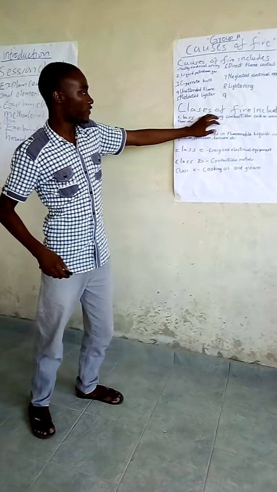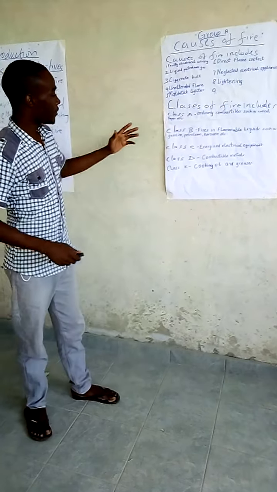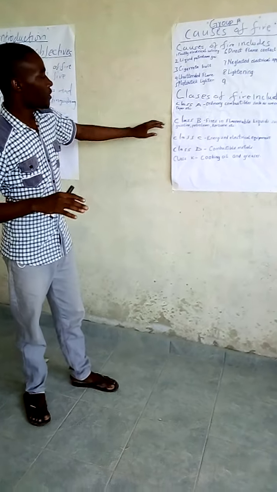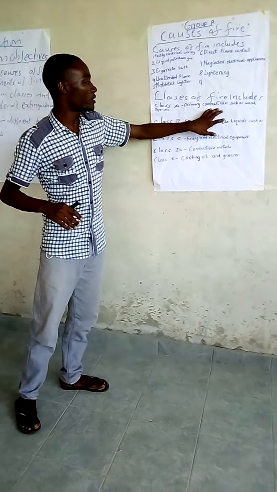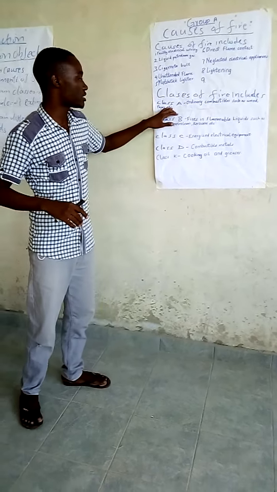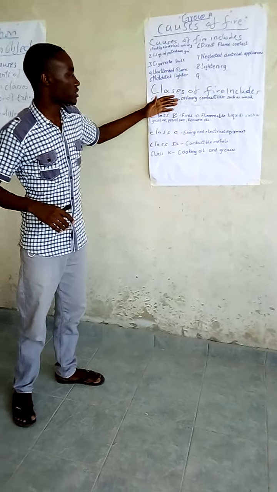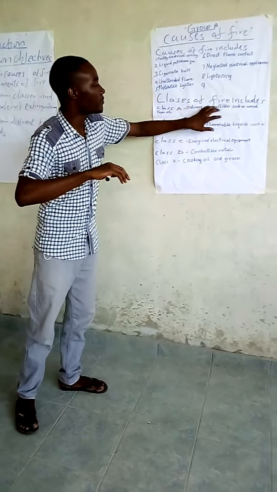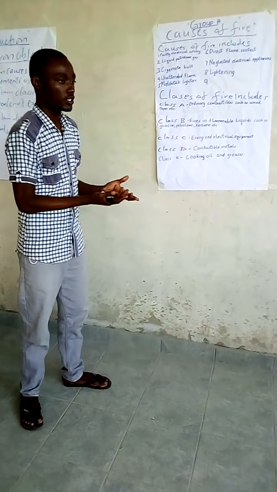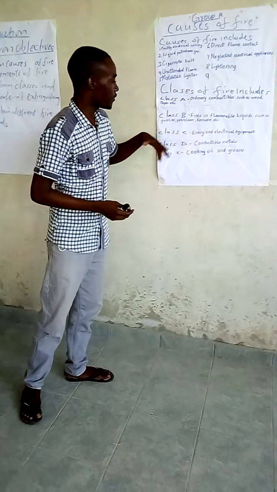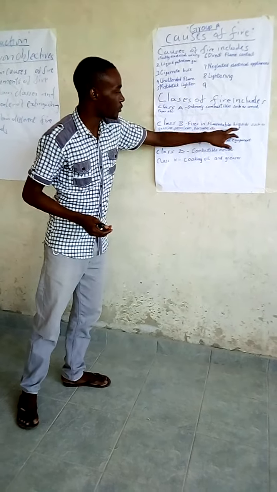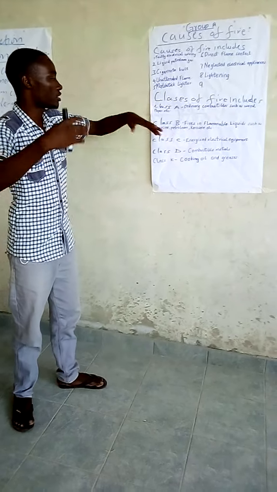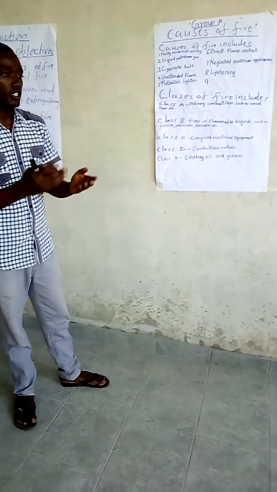In the classes of fire, we have 5 different classes. In class A, we have ordinary combustibles such as wood, paper, etc. Here basically class A is the flame fire which produces ash. Class B, we have fire from flammable liquids such as gasoline, petroleum, kerosene, etc. These we usually find in the filling station.